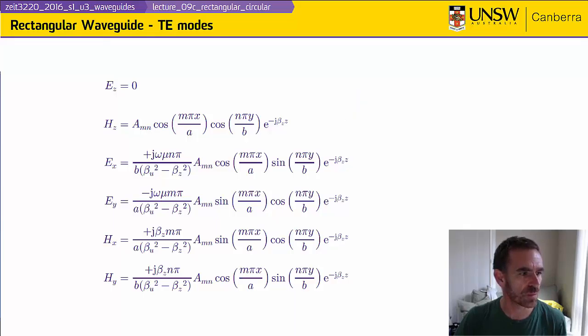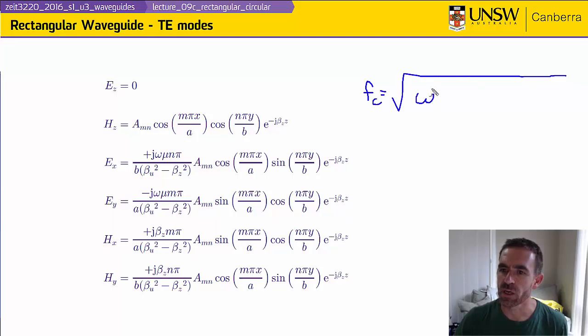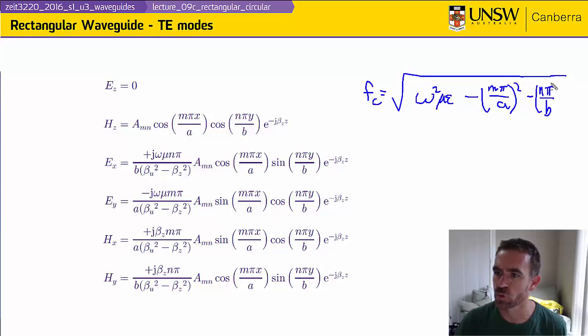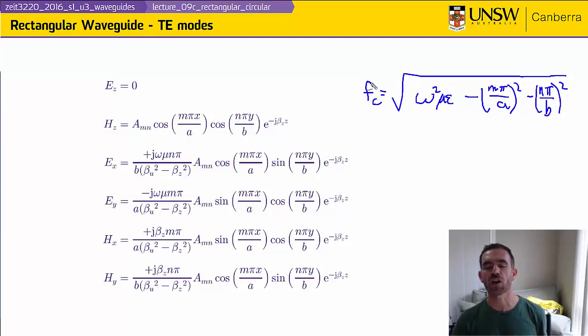And we know that the cutoff frequency is given by f sub c equals the square root of omega squared mu epsilon. Okay? Then we're going to subtract off these terms. So I've got minus m pi over a, squared, minus n pi over b, squared. Right? So there's my cutoff frequency.